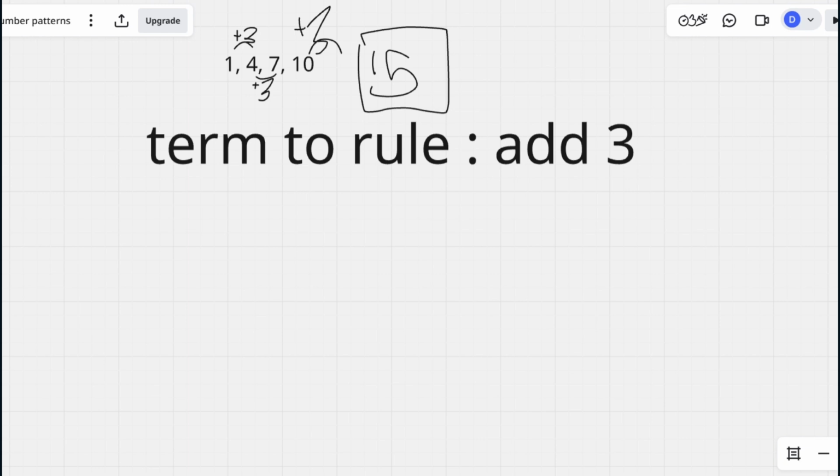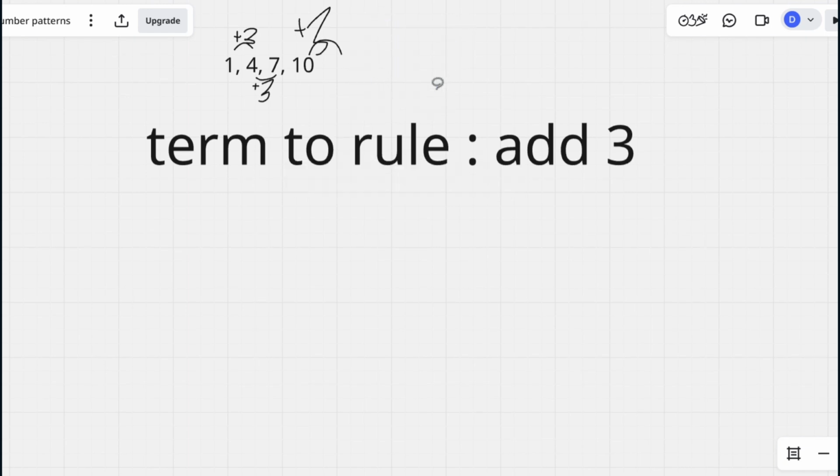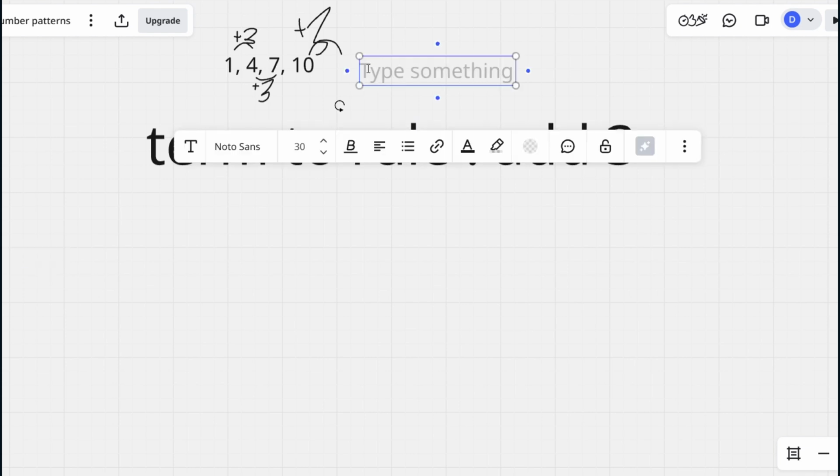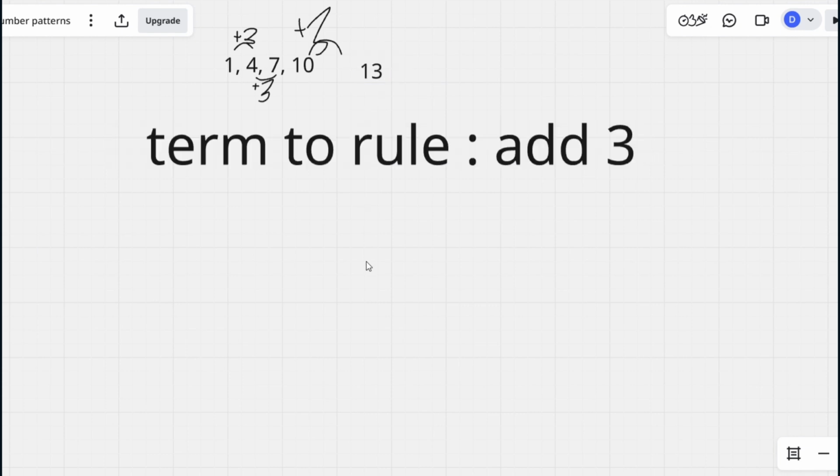But there's only one difference. This term is going to change. Instead, we'll have to put 13. It's just the same thing. We're adding a 3, right? 1 plus 3 is 4, 4 plus 3 is 7, and 7 plus 3 is 10. The term-to-term rule is the same, but the next term would be different because the terms are different.